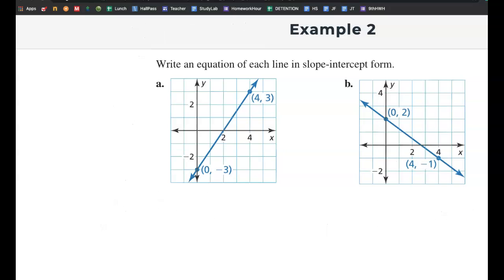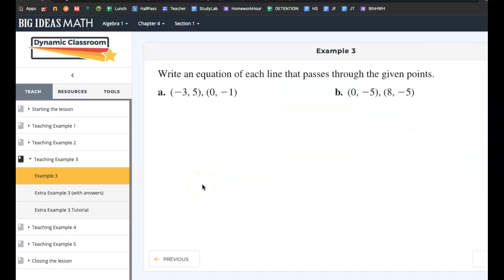Okay, and then the last example we're going to go over is using slope formula. So remember, slope formula is y2 minus y1 over x2 minus x1. Since this is your first point and -3 is an x, let's say this is x1, that means 5 is y1, 0 is x2, y2, -1.